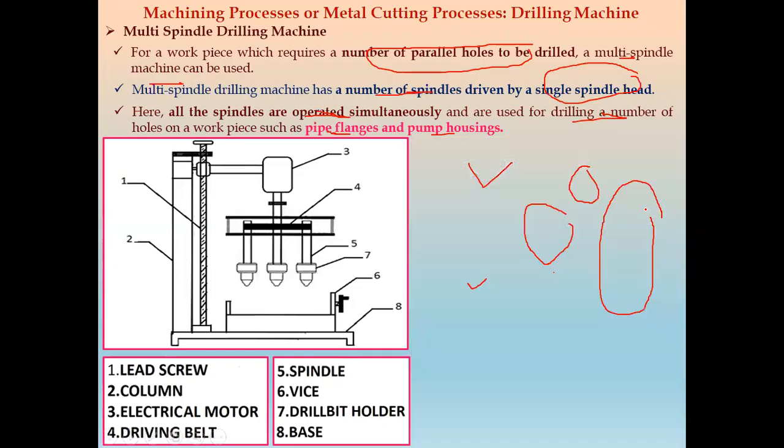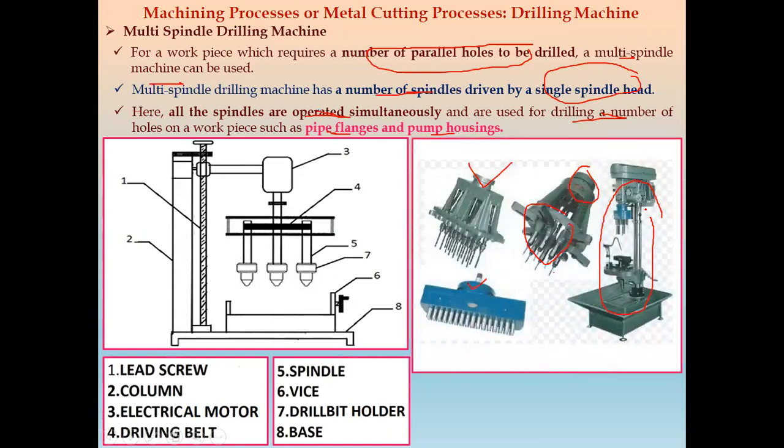So this is all about the machine tool, that is, the drilling machine. We have seen what is meant by drilling, then the basic principle of drilling, then the basic elements of drilling machines, and different types of drilling machines. Okay, this is all about this video. And in the next video, we are going to see the different operations that can be performed on these drilling machines.